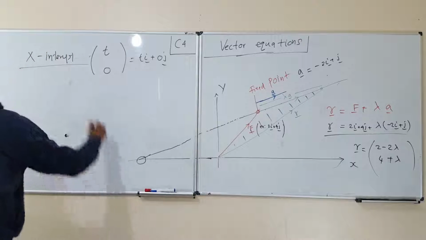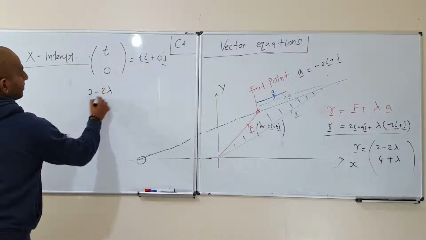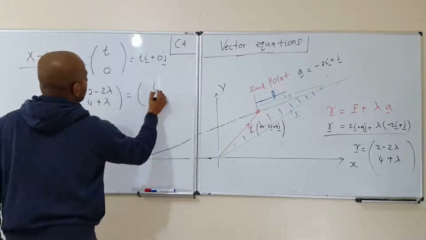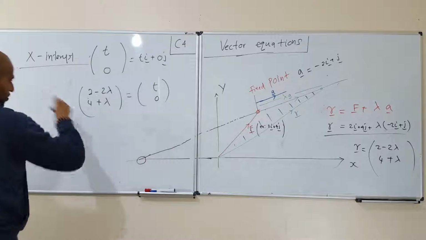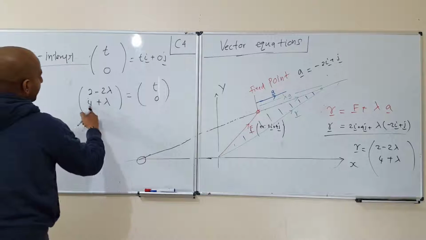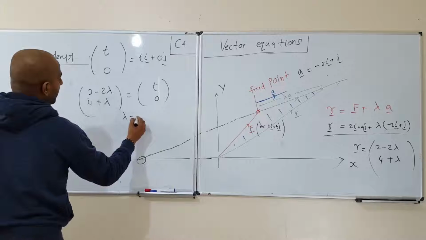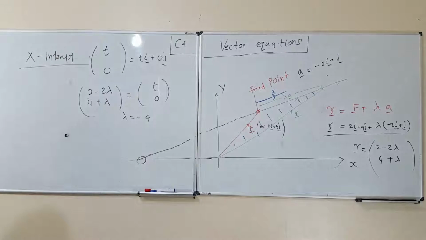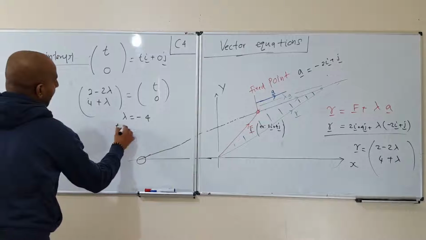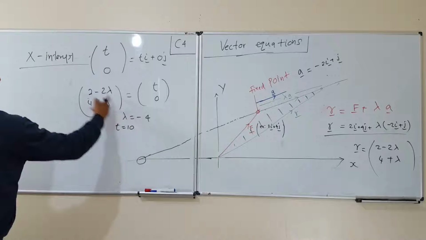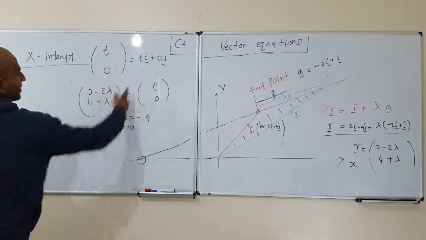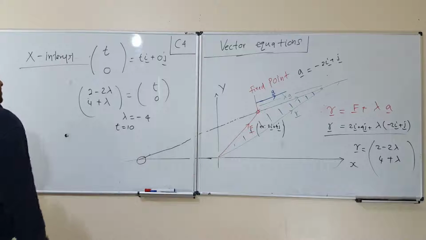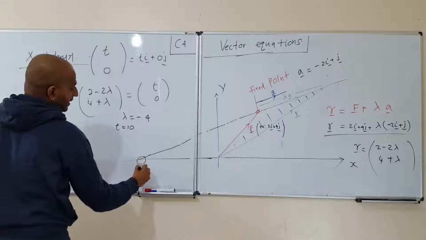So then I'm going to write 2 minus 2 lambda, 4 plus lambda equals t, 0. So in this one, because 4 plus lambda equals 0, lambda equals minus 4. Subbing into that, lambda equals minus 4, I'm going to get t equals 10, because minus 8 plus 2, 10. So which means that's 10i. 10i is the place they intercept. Okay? So we can say that place intercepting 10i.